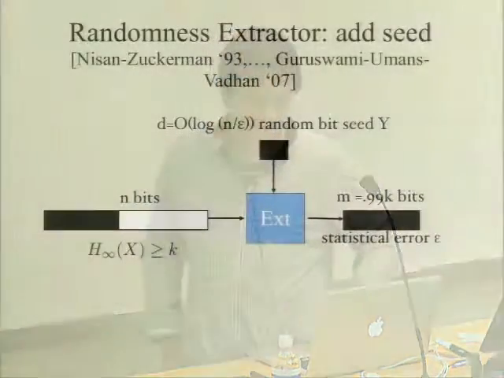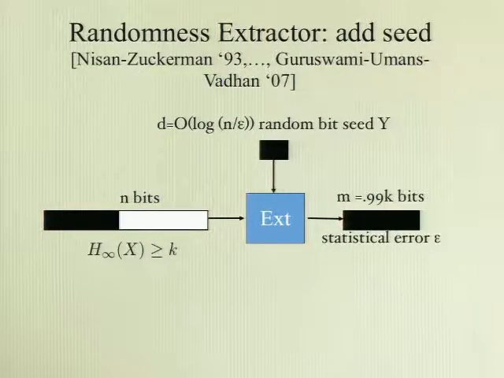So given the negative result, there are several different ways to attack this problem, and one of these is what we now call a seeded extractor, introduced in the paper by Nisan and Zuckerman, and then subsequently studied in many research papers. Here the extractor is not a deterministic algorithm. Instead, it is a probabilistic algorithm, in the sense that it is also given a small random seed, which we will call y, that has d bits.